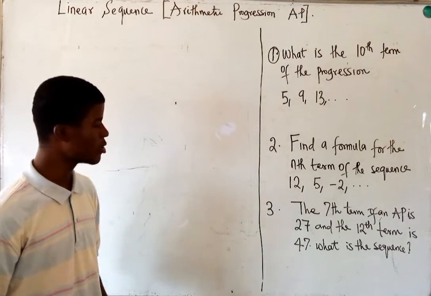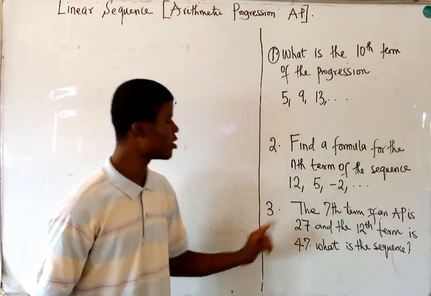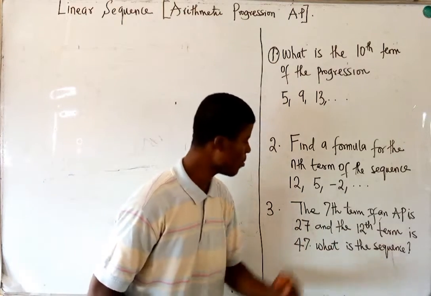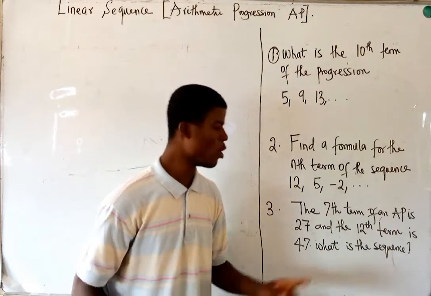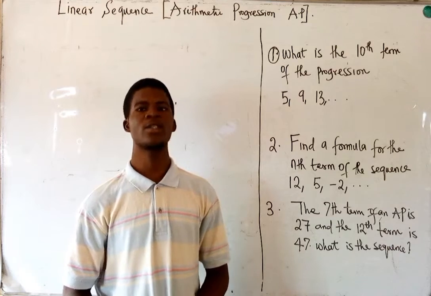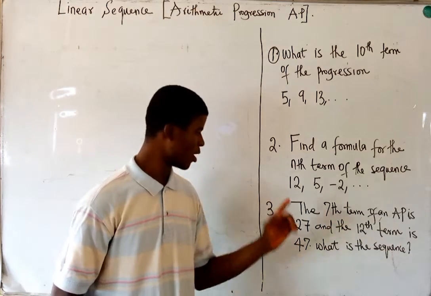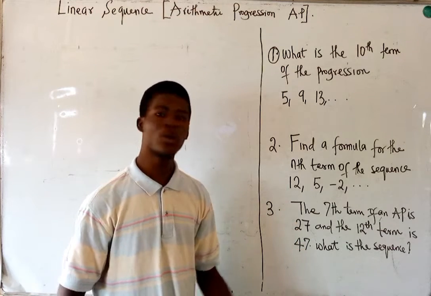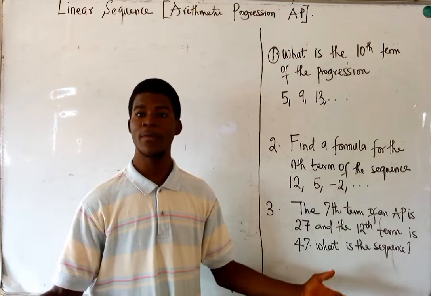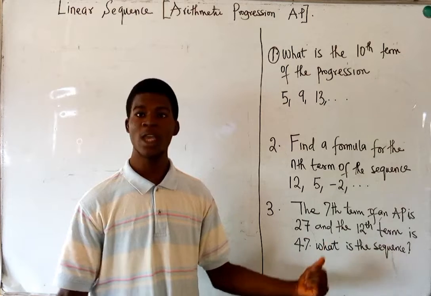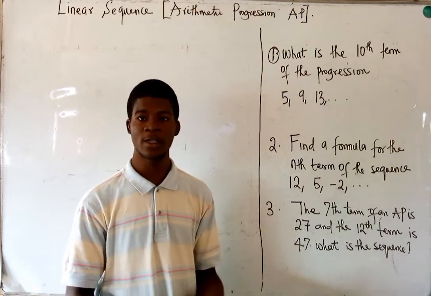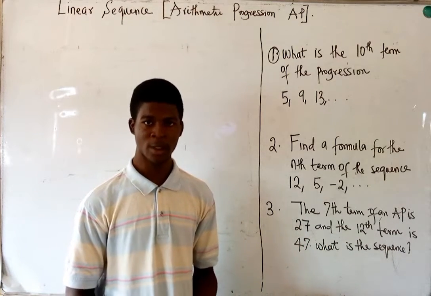Now the last but not the least question. The question says, the 7th term of an AP is 27 and the 12th term of that same AP is 47. What is the sequence? Now observe one thing. They gave us the 12th term. They gave us the 7th term. We don't have the first term, neither the common difference. First of all, when you are given a question like this, look for the first term and the common difference. Let's see how that's going.